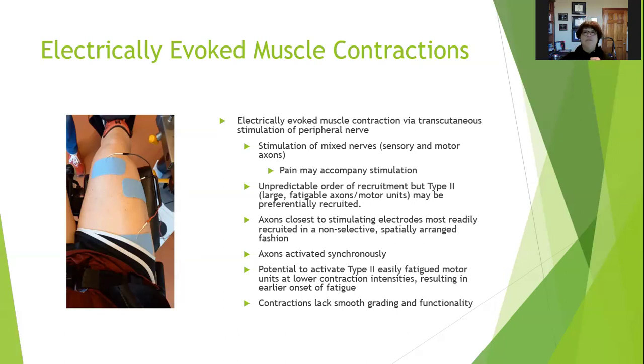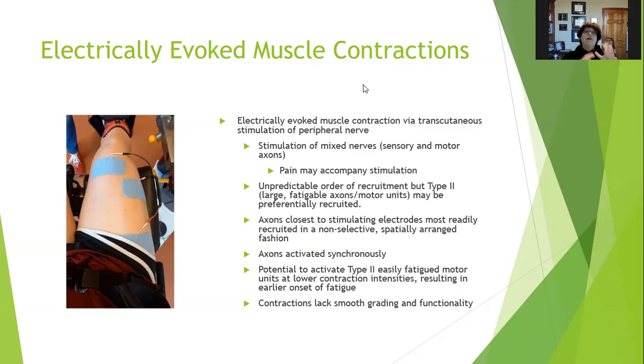There's an unpredictable order of recruitment, but type 2 large fatigable axons and motor units may be preferentially recruited. And the axons closest to the stimulating electrodes are most readily recruited in a non-selective, spatially arranged fashion versus the physiological selective fashion. And the axons are activated synchronously. When the stim goes on, boom, you activate all the axons. The potential to activate type 2 easily fatigued motor units at lower contraction intensities results in an earlier onset of fatigue, and contractions lack smooth grading and functionality. So it's a fast, non-selective contraction. It's not quite like a physiological contraction.